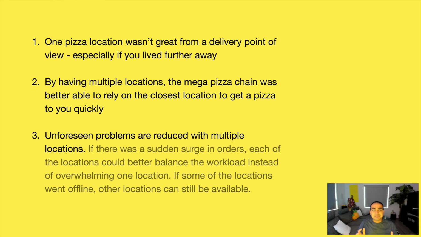So to summarize the three big takeaways from what we just saw: one pizza location wasn't really great from a delivery point of view, and especially if you live further away, it definitely wasn't great. By having multiple locations, the mega pizza chain was able to rely on the closest location and get a pizza to you very quickly. Now, unforeseen problems are also reduced with multiple locations. We talked about all the various things that could come up that make it very difficult for a single location to reliably give you pizza. By having many locations, we reduce some of them.